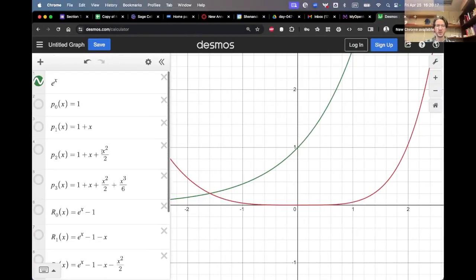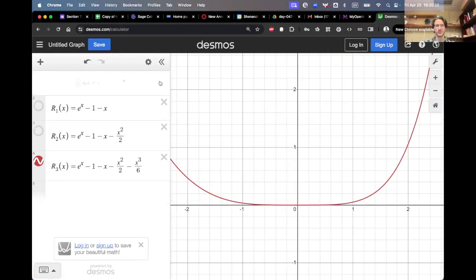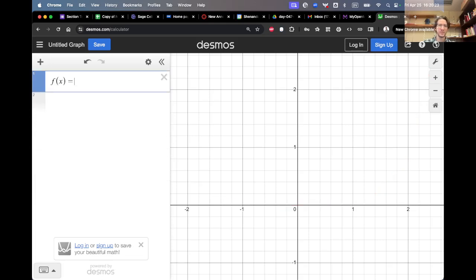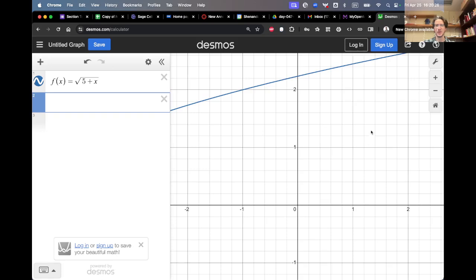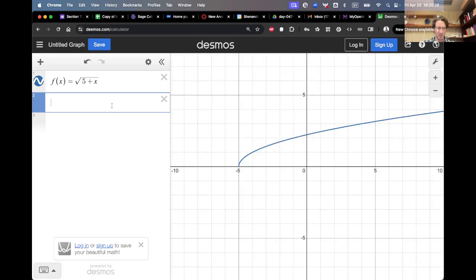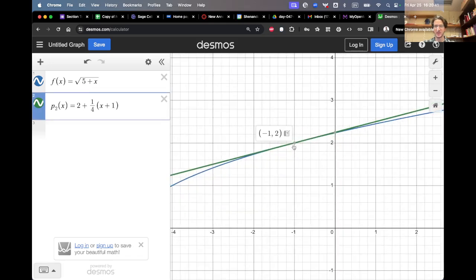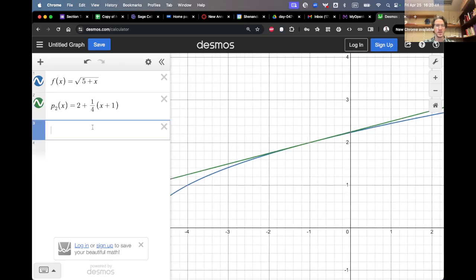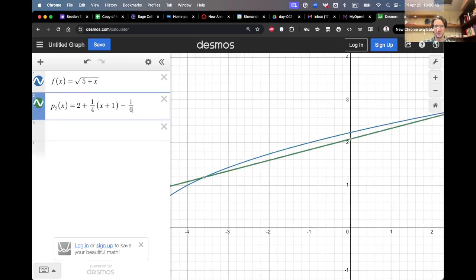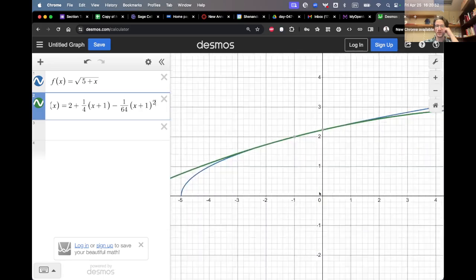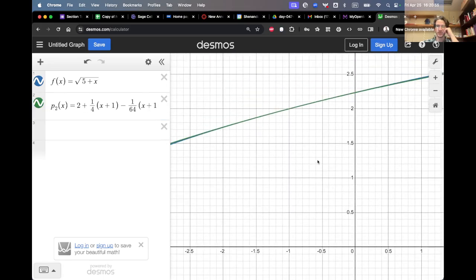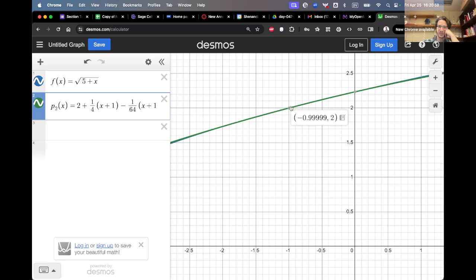Okay, so if I go into Desmos, get rid of this example, and look at f of x is square root of 5 plus x. Zoom out a little bit. There we go. There's that function. P2 of x is 2 plus 1 over 4 times x plus 1. So there's the tangent line at x equals negative 1. You can see that they line up at x equals minus 1. And then minus 1 over 64 times x plus 1 squared. So there's the best fit parabola, the tangent parabola. There we go. It lines up at x equals negative 1.